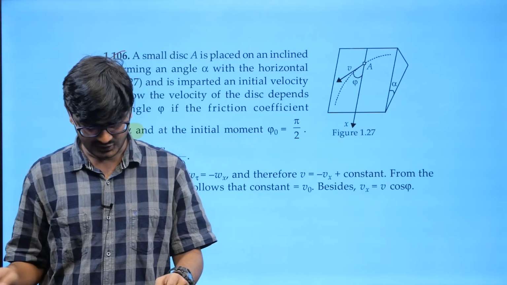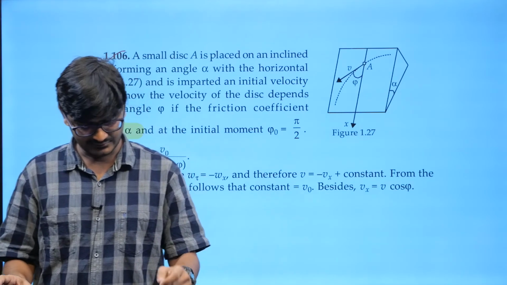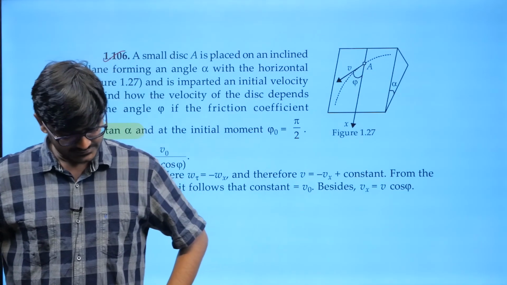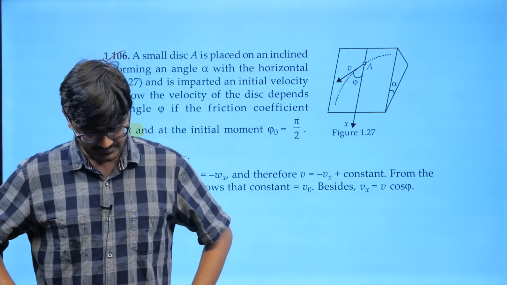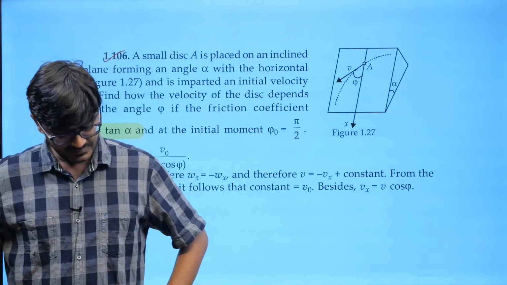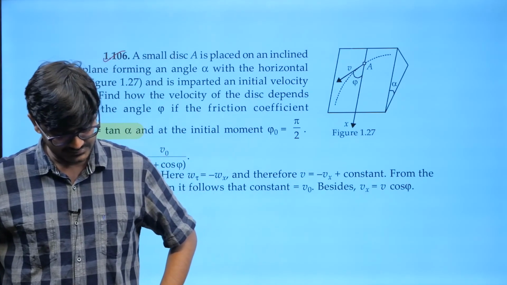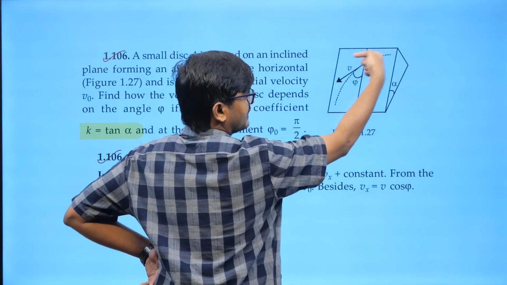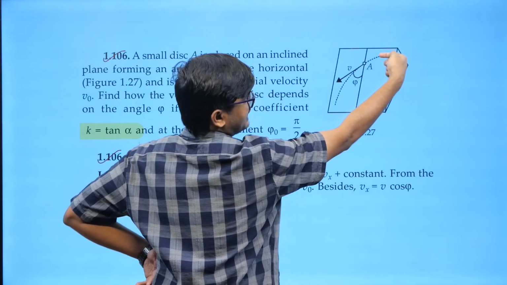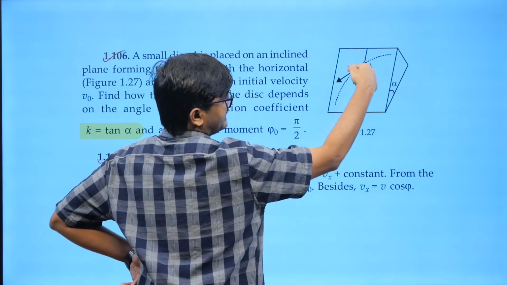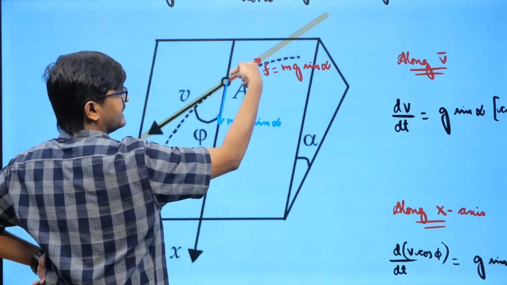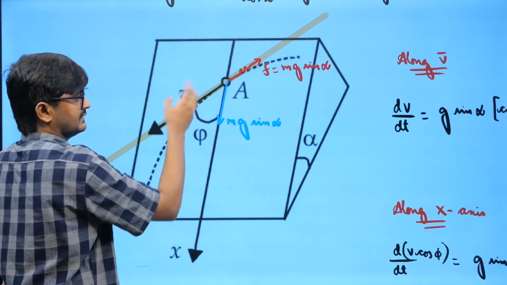So the next question goes like this: a small disk A is placed on an inclined plane forming an angle alpha with the horizontal, and is imparted an initial velocity V0. Find how the velocity of the disk depends on angle phi if the coefficient of friction k equals tan alpha and the initial phi naught is pi by 2. So phi naught is pi by 2 in the sense you are projecting perpendicular to this line. You are projecting it this way, and after some time it has reached here, where this angle is phi.